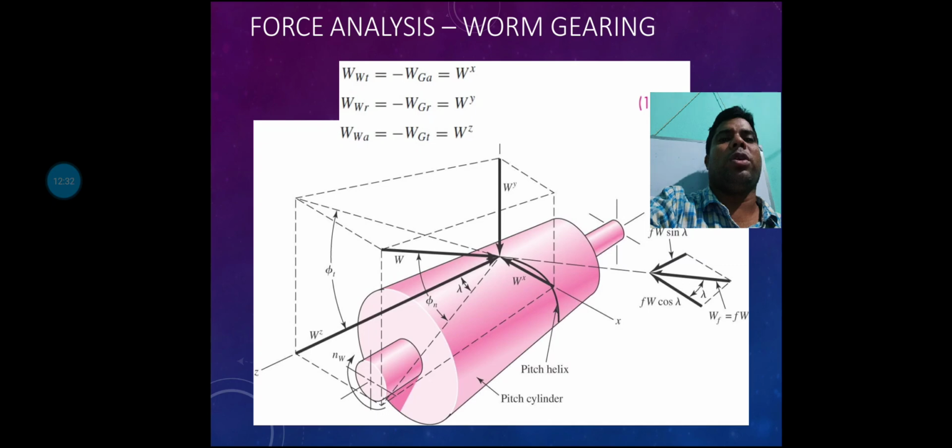And now W, with the tangential component Wt, that is equal to W minus Wga is equal to Wx. Wr is equal to Wgr is equal to Wy, and Wga is equal to minus Wgt is equal to Wz. That means according to the xyz axis we can get the different values with respect to the minus symbol, and the gear and pinion are also considered here with the pitch helix angle.